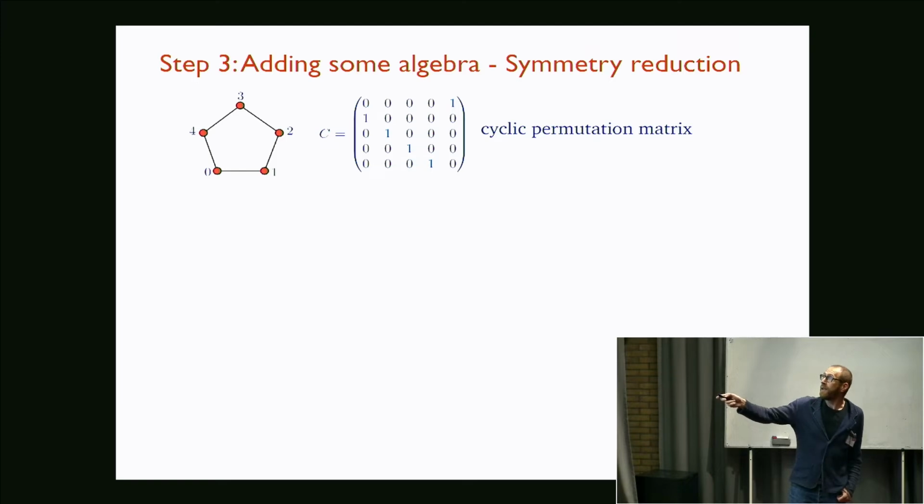And then you see that this 5-cycle, you can turn by 72 degrees, and you stay on this 5-cycle. So you can do a cyclic permutation of the vertices. You can move 0 to 1, 1 to 2, and so on. And this is done using this cyclic permutation matrix.